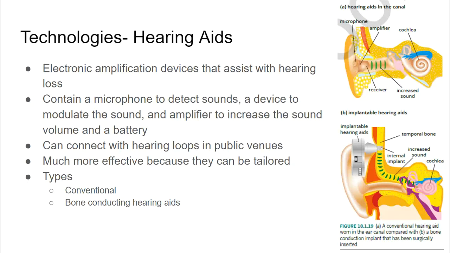A good thing about hearing aids is that they can connect with hearing loops in public venues, and they're much more effective because they can be tailored to a person and their needs. So they can be conventional, or they may in fact be bone conducting hearing aids.